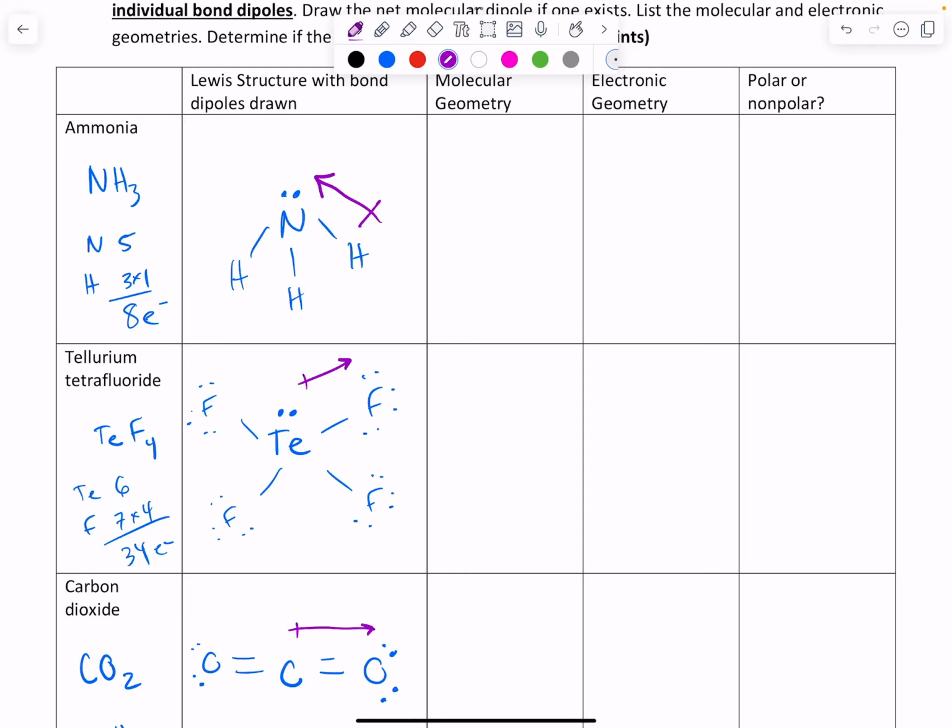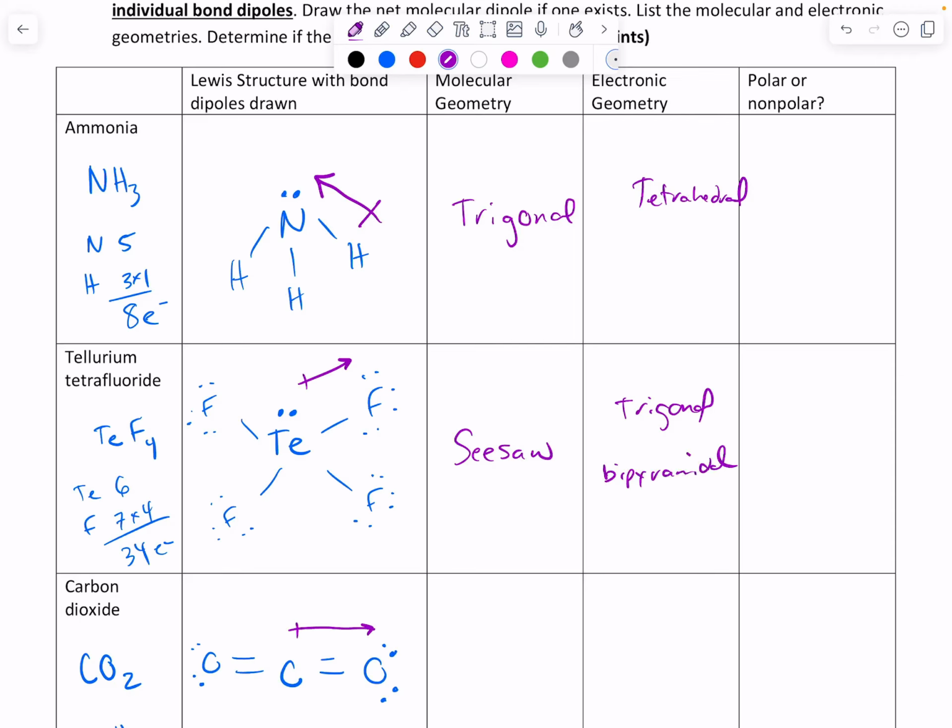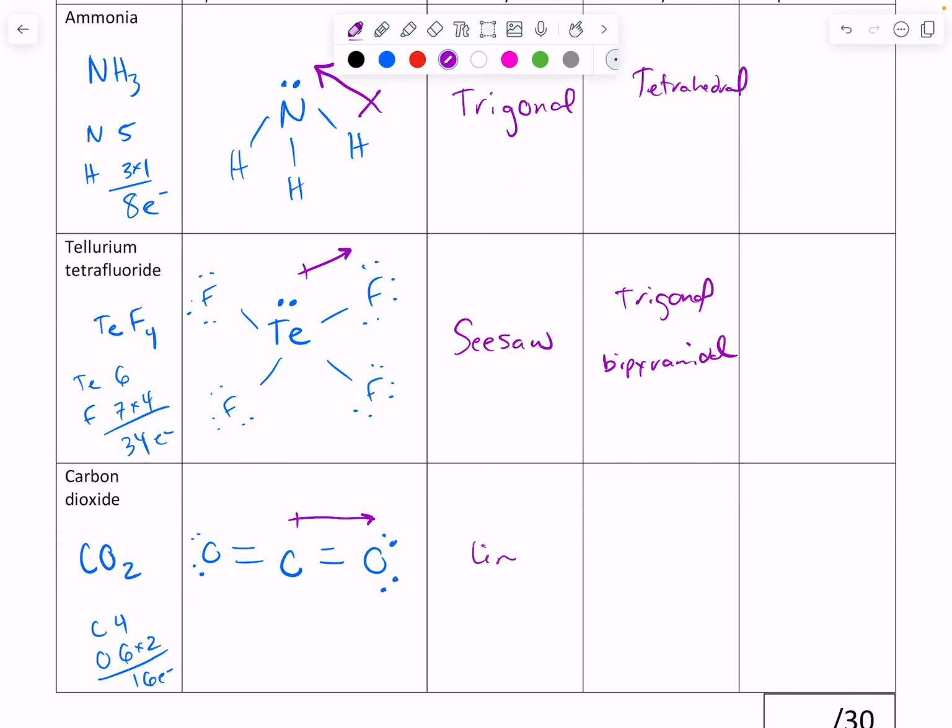Now, molecular geometry, go look. And remember, you should already have these memorized. So you've got trigonal pyramidal, you've got tetrahedral, you've got seesaw, trigonal bipyramidal, and linear, last but not least.